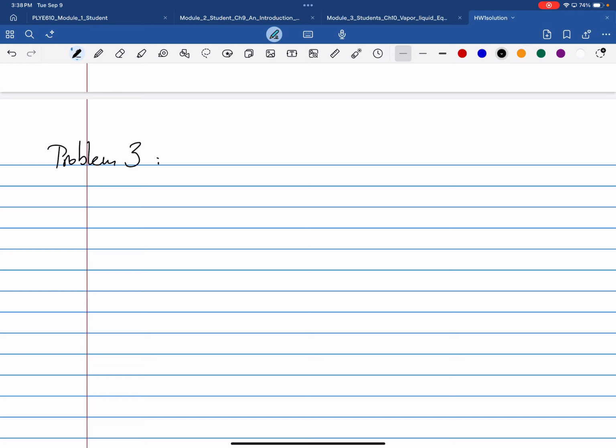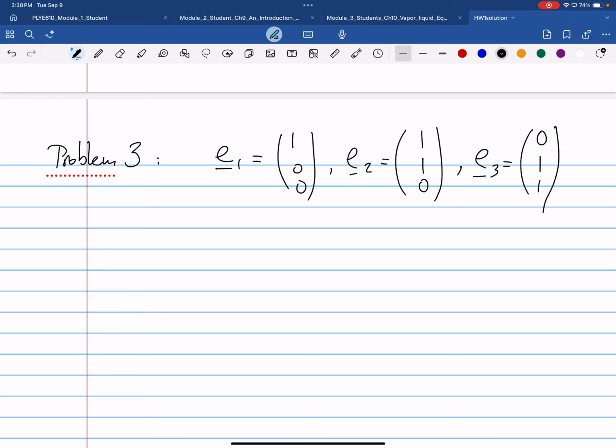Problem 3, so again you have 3 bases. E1 is 1, 0, 0. E2 is 1, 1, 0. E3 is 0, 1, 1, right? So those are the 3. So in part A, we are going to compute the reciprocal basis.